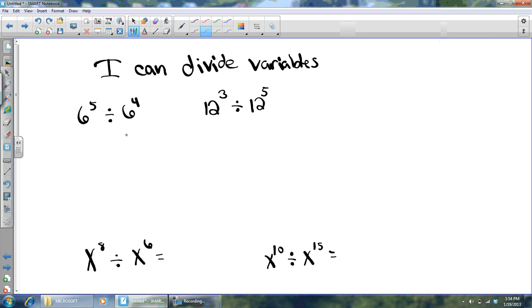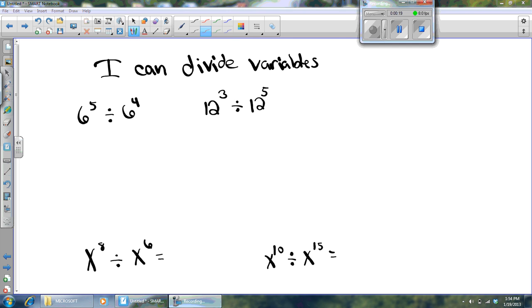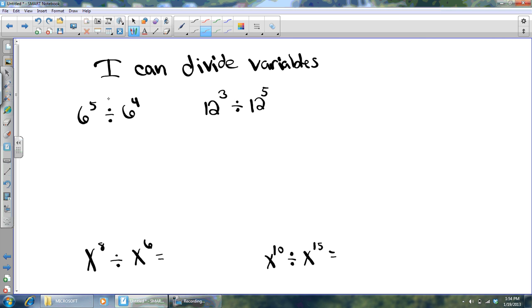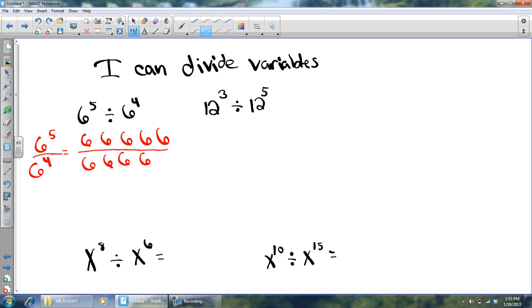Now, I know there is no way that I would ever raise 6 to the 5th power. That's a very large number. And then raise 6 to the 4th power, and then do the division. It's just too much work. I would much rather think about it like this. 6 to the 5th as the numerator of a fraction and 6 to the 4th as a denominator. Okay? And then I'm going to have 6 times 6 times 6 times 6 times 6. And 6 to the 4th is like this.